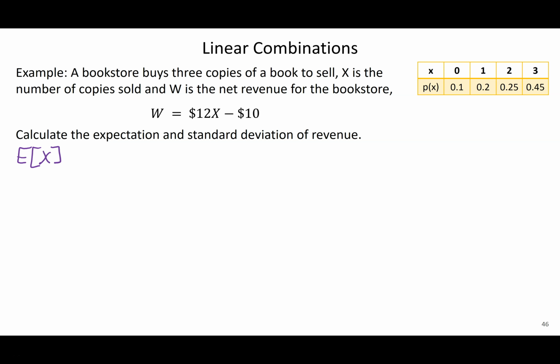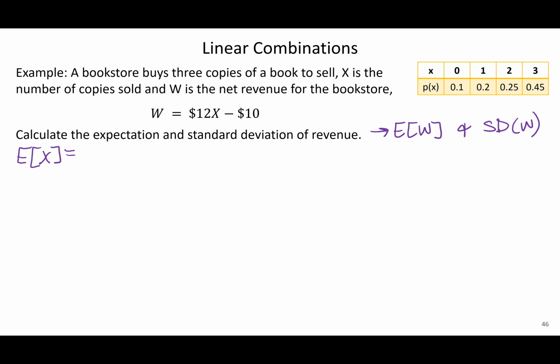I'm going to calculate the expected value of x first, and then find the expected value of w. They want the expected value of w and the standard deviation of w. So the easiest way to do that, using the rules from that last page, is to find the expected value of x, then the expected value of w, then the standard deviation of x, well, technically the variance of x, and then the variance of w, and then square root.